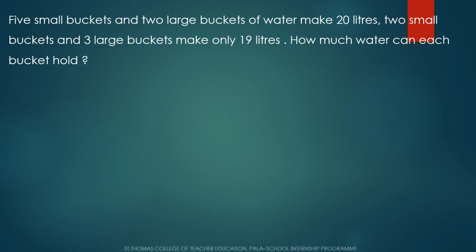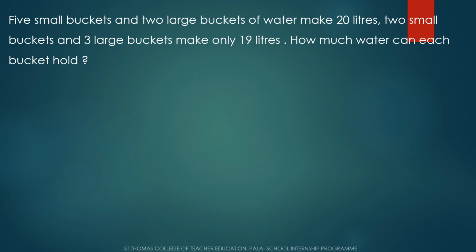There is a small bucket and a large bucket. And what does the first sentence say? 5 small buckets and 2 large buckets of water give 20 liters. Again, the second statement says 2 small buckets and 3 large buckets make 19 liters. Then what do we have to find out? We have to find out the capacity of each bucket, or how much water each bucket holds, isn't it? So, as we have done in the previous cases, what will be the first step?